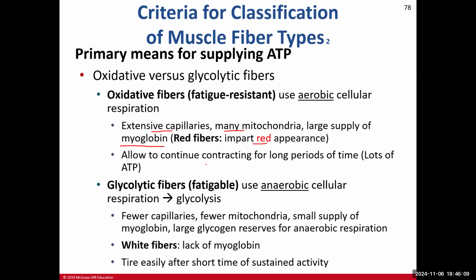And so these muscles can contract for longer periods of time because they have more ATP available to them.